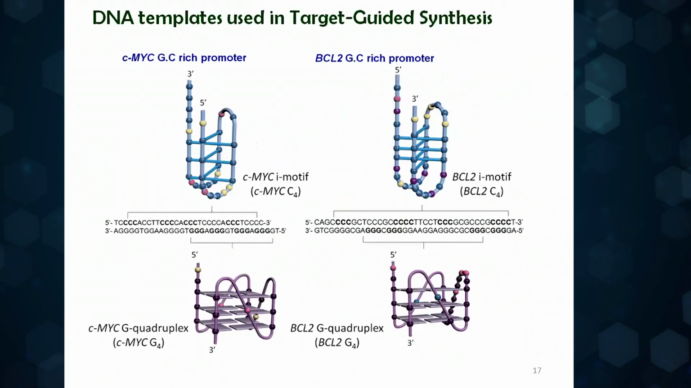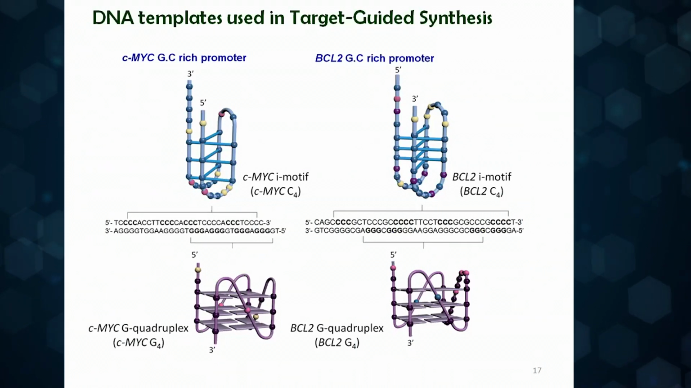So in this approach, we used two different quadruplexes and their complementary i-motifs present in the promoter regions of the c-MYC and BCL2 oncogenes. Both these genes play key regulatory roles in cancer progression. That is, by targeting them, it could be a potential anti-cancer strategy.